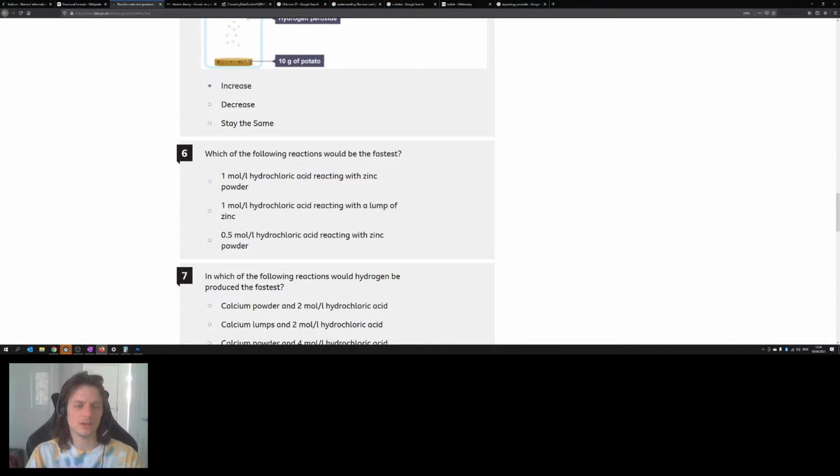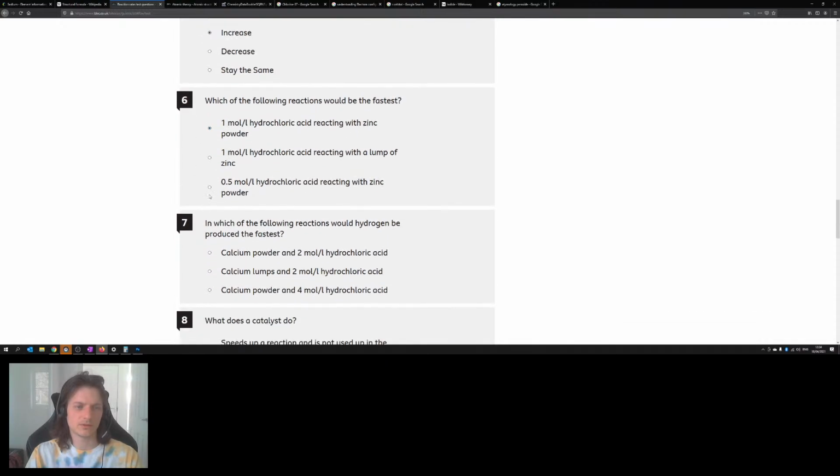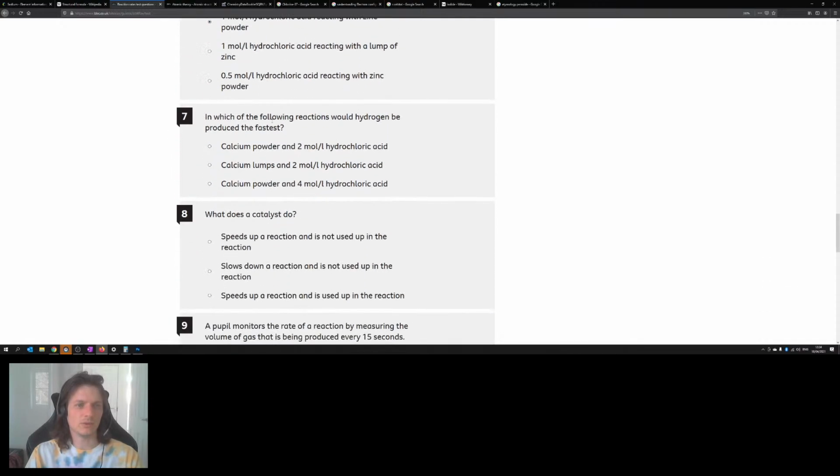Which of the following reactions would be the fastest? 1 mole of hydrochloric acid reacting with zinc powder, 1 mole of acid reacting with a lump of zinc, or acid reacting with zinc powder? Powder, because it's small. In which of the following reactions would hydrogen be produced the fastest? Calcium powder and 2 moles of acid, calcium lumps, calcium powder and 4 moles of acid.